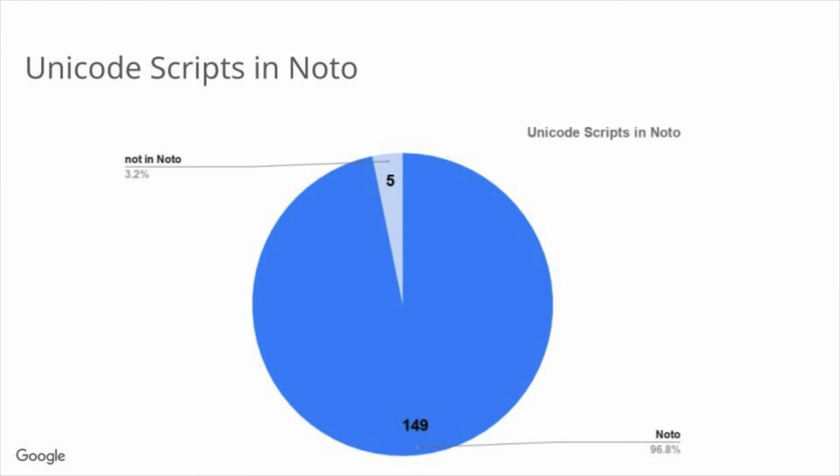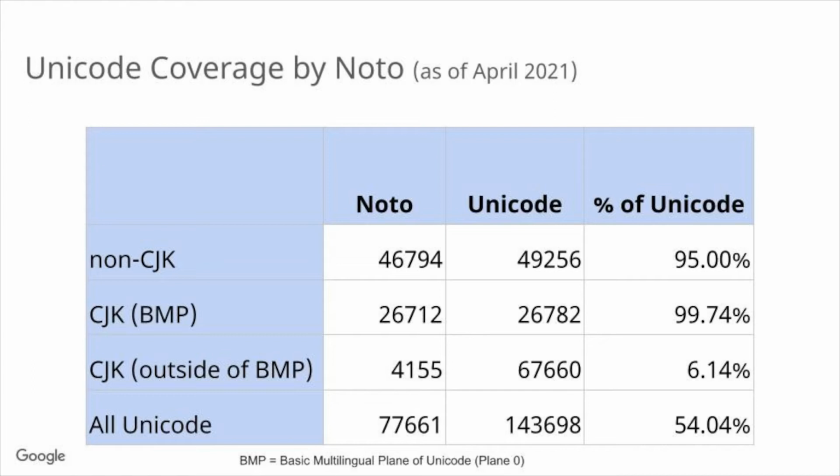Unicode expands every year. The Noto project now offers fonts for 149 scripts out of Unicode's 154 scripts, 77,661 characters, covering 54% of Unicode's 143,859 code points, and supporting over 1,000 languages. This is opening the door to reading and writing online for many different minority language speakers.